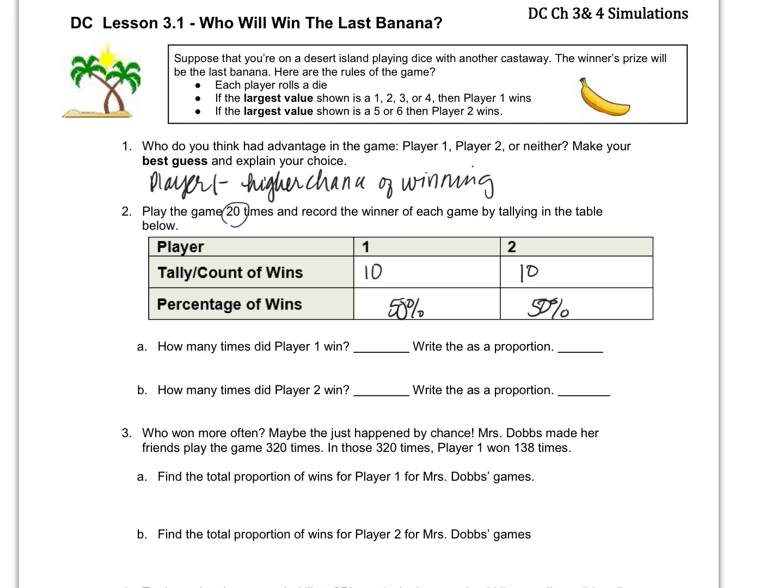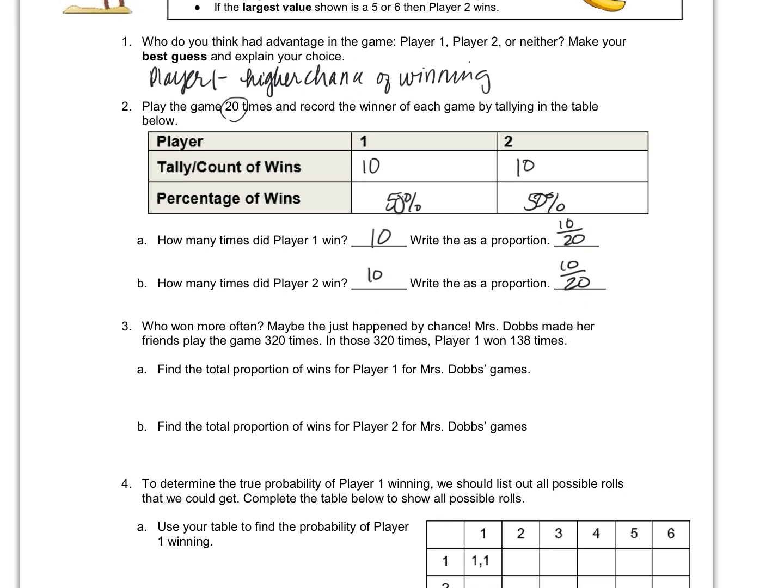All right, so how many times did they win? Well, this is easy. Write as a proportion, 10 out of 20. Now your numbers will look different, right? Because every sample is different. Sampling variability.